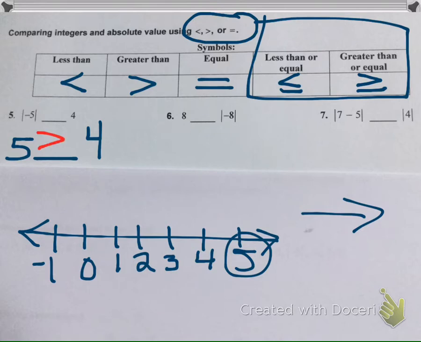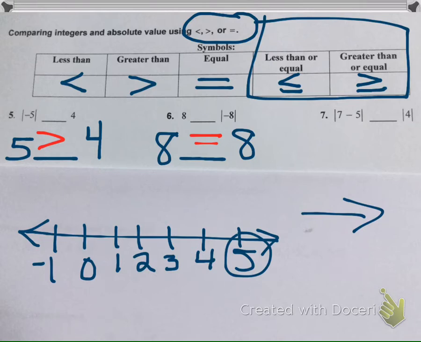Okay, looking at number 6, we have 8. We're talking about 8, and on the other side of this, we have the absolute value of -8. How far away is -8 from 0? -8 would be 8 away from 0. Okay, so comparing those two numbers, is 8 less than, greater than, or equal to? Well, 8, you should know, is equal to 8.